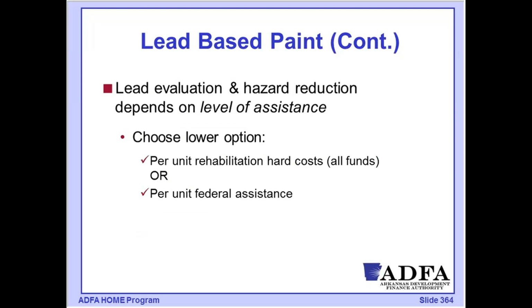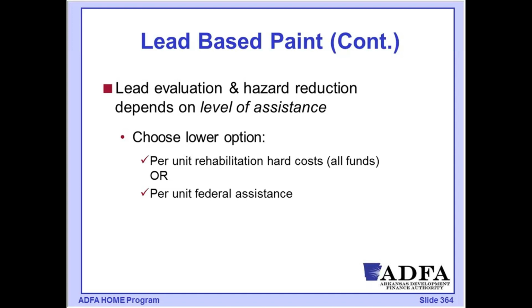So we have a couple of options on how we're going to calculate the lead hazard evaluation and reduction standards. The regulations allow you to use either the per unit rehabilitation, so that's the hard costs that are related to the rehab, or the per unit federal assistance, and that's the lower of the two. And the rehabilitation hard costs actually do not include any of the costs that are part of the lead work.